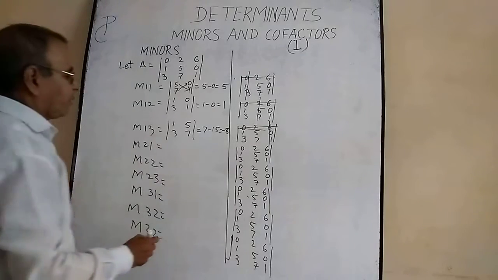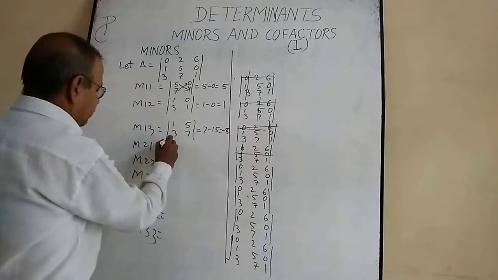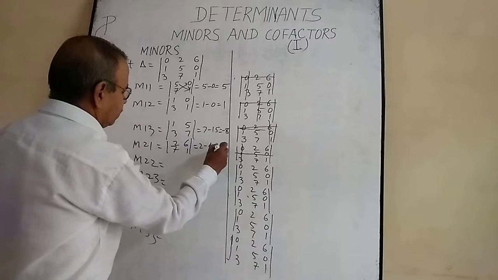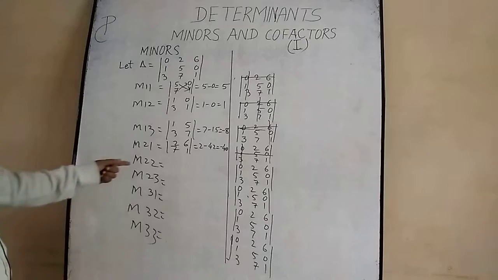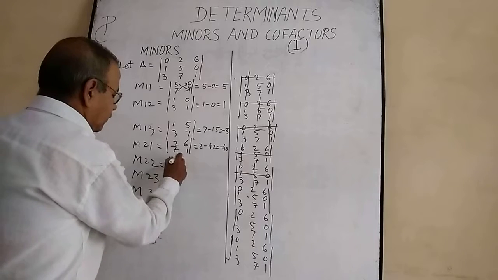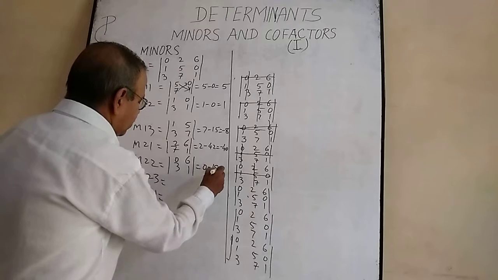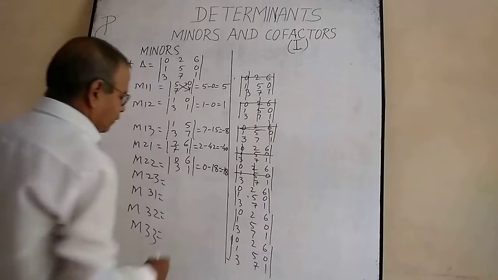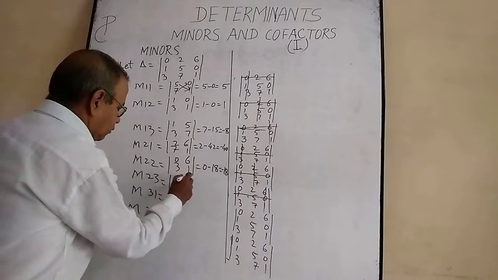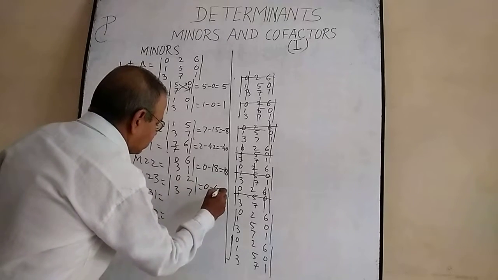After that, M21 is second row and first column, that is 2, 6, 7, 1. That is equal to 2 minus 42, which is minus 40. M22 is second row, second column, that is 0, 6 and 3, 1. Therefore, 0 minus 18 is minus 18. M23 means second row and third column, that is 0, 2, 3, 7, which is equal to 0 minus 6, which is minus 6.